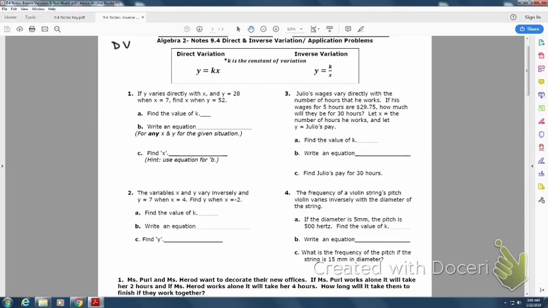If you have direct variation, and both of these are talking about the relationship between x and y, if x is increasing, y is also increasing. If x is decreasing, y is also decreasing. An easy way to remember that is x and y are both going in the same direction. Inverse variation, they're just going to be going the opposite direction. So if x is increasing, y is decreasing, vice versa.